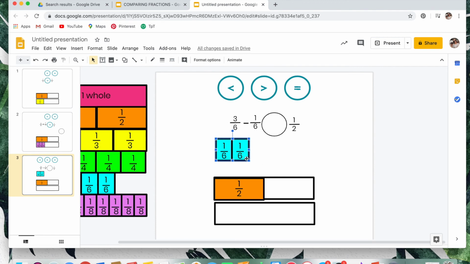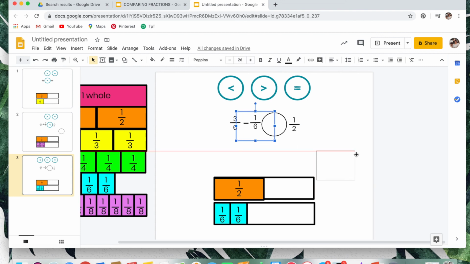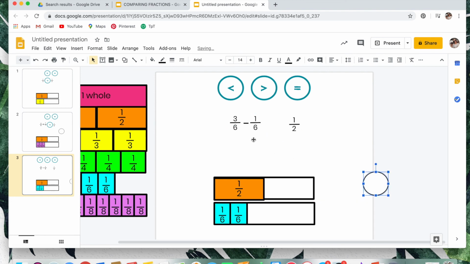So I'm going to drag these 2/6 fraction tiles down so I can compare them to 1/2. I notice again 1/2 is greater than these 2/6. So because my 1/2 is on this side, again, I'm going to take the less than symbol so that I can show that 2/6 is less than 1/2.